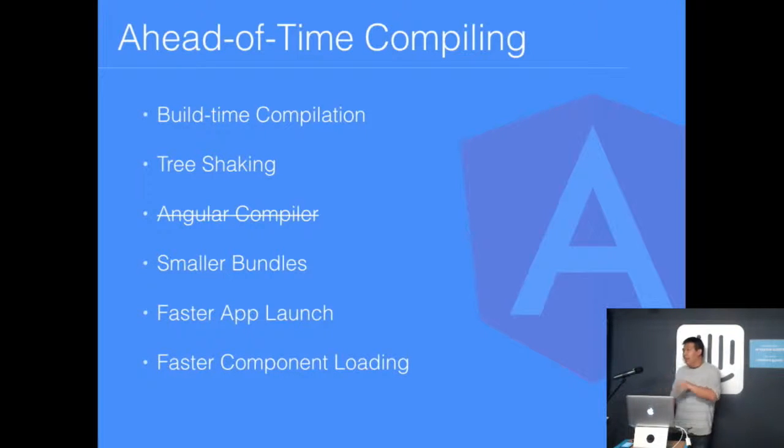But at the end of the day, the big advantage is that you're going to have significantly faster app launches and significantly faster component loading as your app lazy loads components in. Just to give you a little bit of an idea, the Angular team has told us that with AOT and tree shaking, they've gotten their Hello World app down to as small as 28K. Now, to put that in perspective, 28K is the size of jQuery gzipped. So we're talking pretty significant, right?